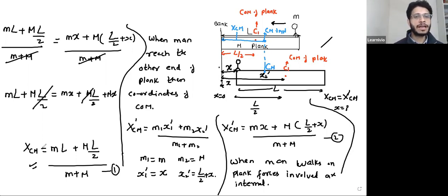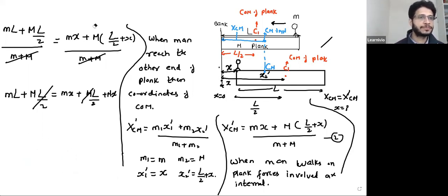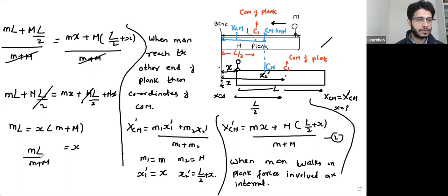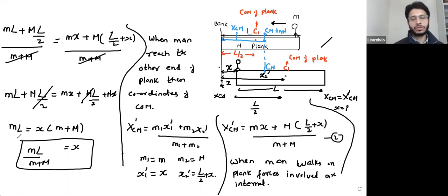Small m and capital M are two different things. You're mixing small m and capital M. This is ml. You can take x as common. This is small m plus capital M. You can't write this as 2m. Small m and capital M are different masses. So that's ml by m plus M. So the distance through which this plank will move is ml by m plus M. Is it clear?